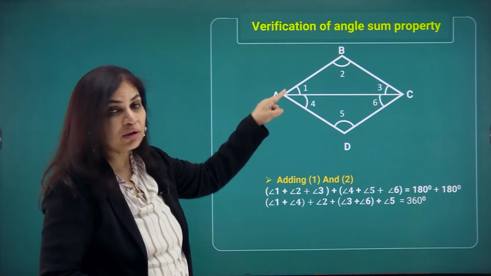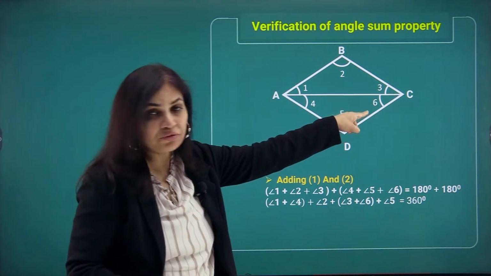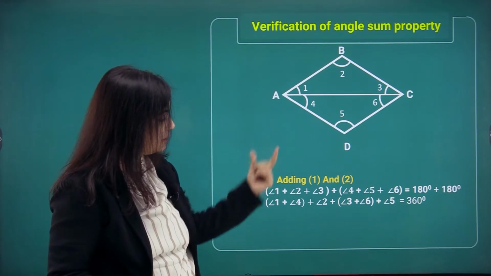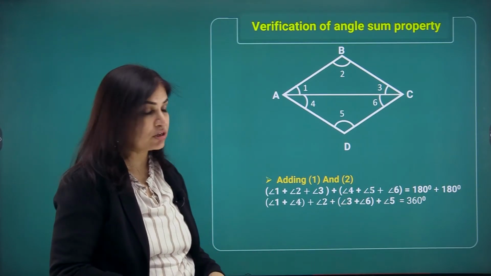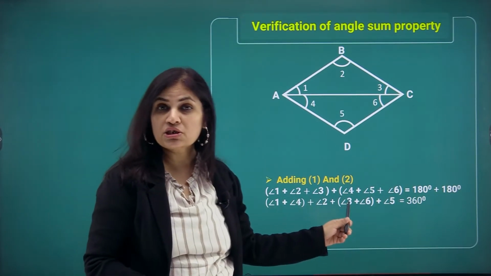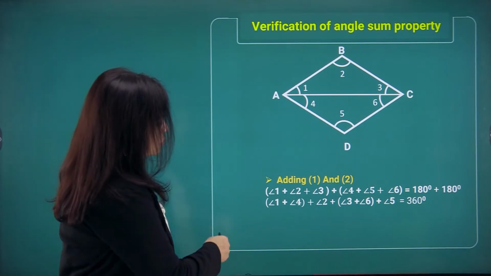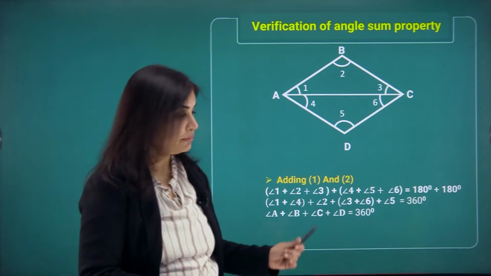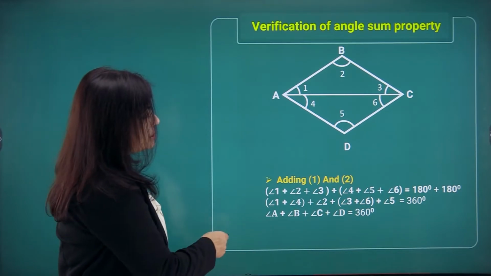If I group angle 1 and angle 4, I'll get angle A. If I group angle 3 and angle 6, I'll get angle C, and likewise angle B and angle D. So, I can make pairs owing to the commutative property of addition. That means, if I change the order of the numbers, the sum would remain the same. So, hence we can see that angle A plus angle B plus angle C plus angle D equals 360 degrees.